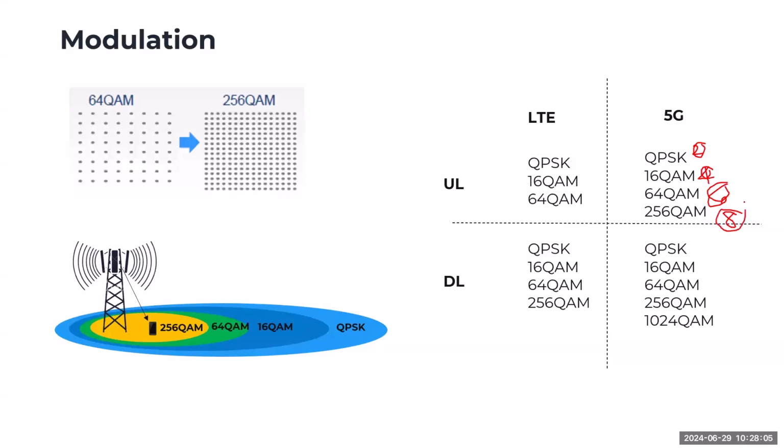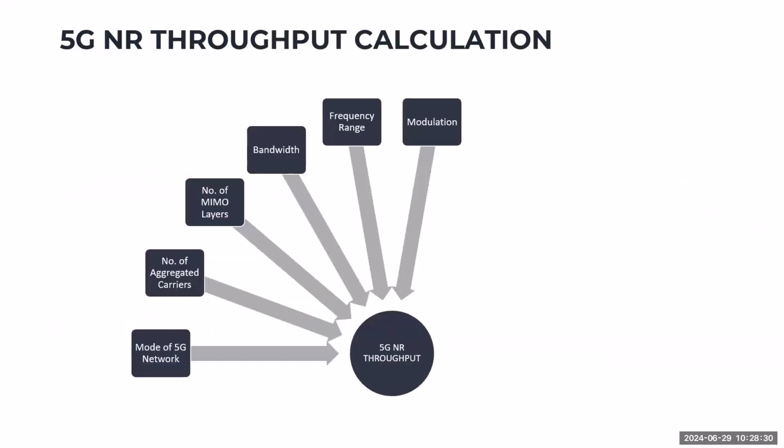But the higher order modulation will give you a probable high throughput connectivity. Because instead of 6 bits per symbol, you can transmit 8 bits. So you have more bits being transmitted at one time. So that is the number of bits, modulation. So it's very important for us to have.